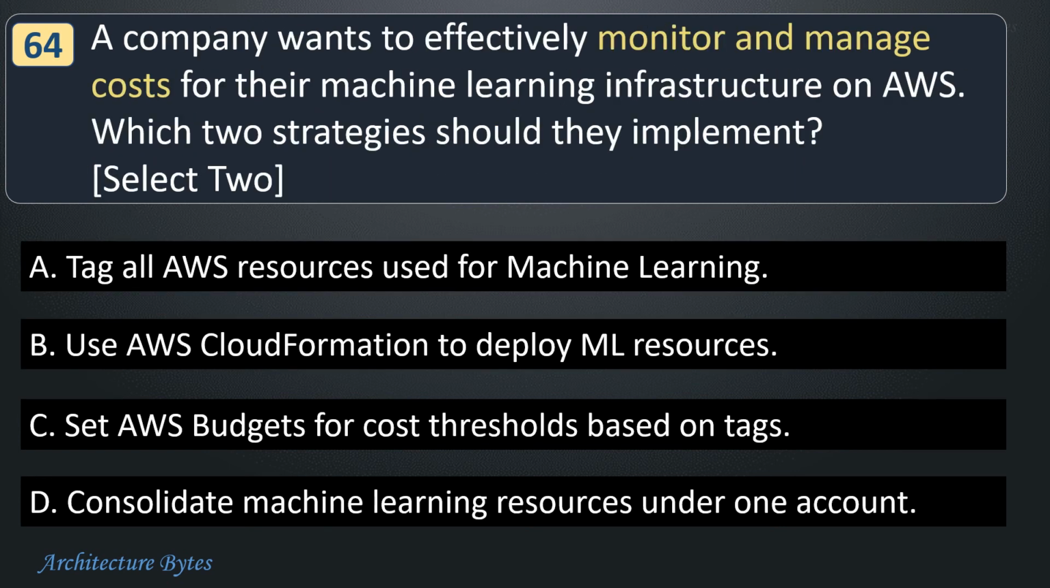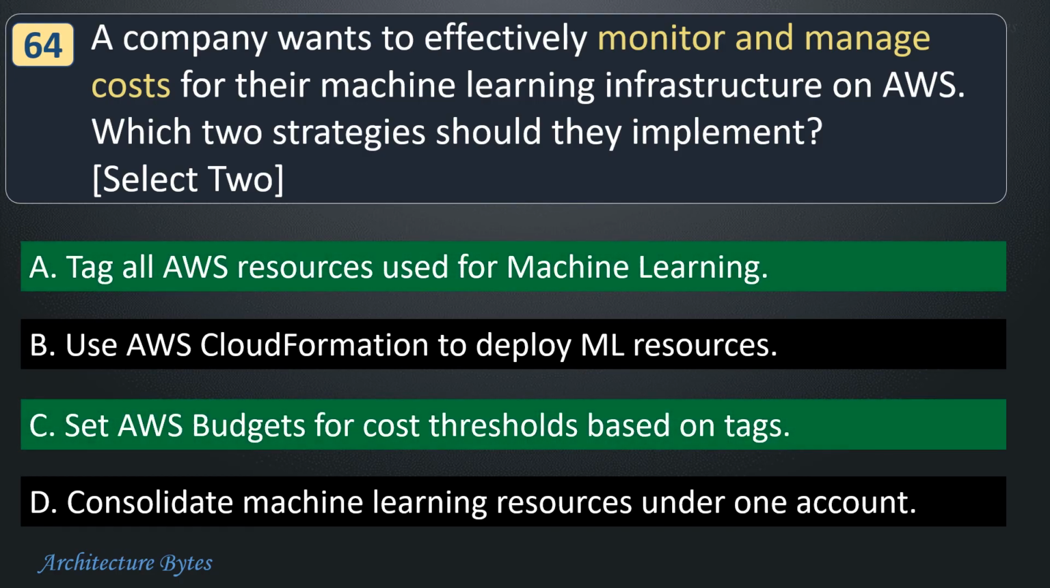A company wants to effectively monitor and manage costs for their machine learning infrastructure on AWS. Which 2 strategies should they implement? A, tag all AWS resources used for machine learning. B, use AWS CloudFormation to deploy machine learning resources. C, set AWS Budgets for cost thresholds based on tags, or D, consolidate machine learning resources under one account.